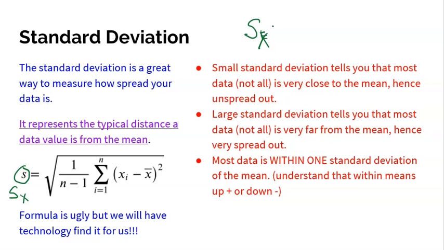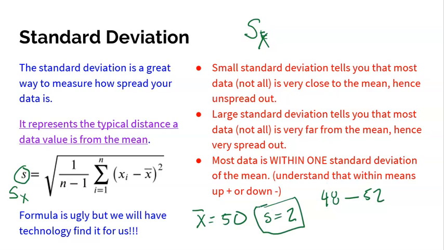So if you have a large standard deviation, that means typically a lot of data is really, really far from the mean. So I will say that most data is within one standard deviation of the mean, and understand that means up or down. Let's just make up some numbers here. If I have a mean of 50 and a standard deviation of 2, well, that means that most data is within one standard deviation. So that would be 48 to 52. One standard deviation up, one standard deviation down. Because one standard deviation is 2, so 2 up, 2 down.